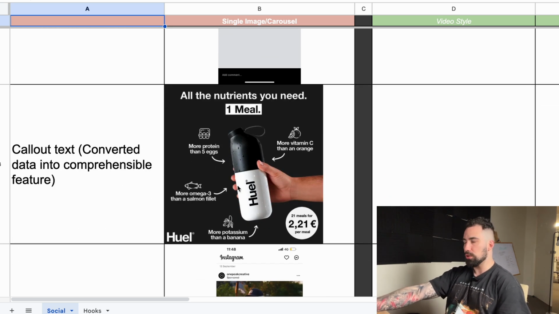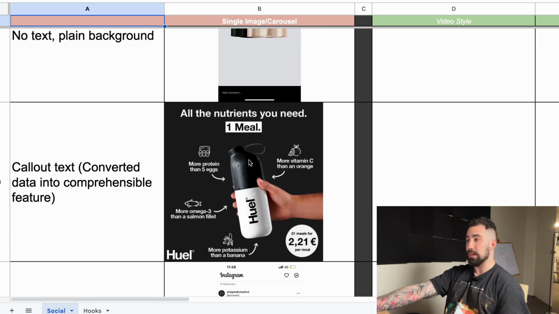We have Huel. I ran ads for a competitor brand of Huel, but they were struggling a lot. The reason being is this market is really, really hard. We were achieving 2-3 ROAS consistently, but the person was not a big brand.